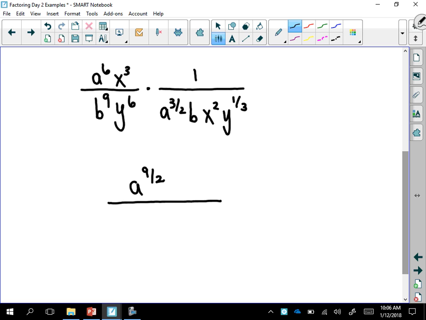And then we have x cubed in the numerator and x squared in the denominator, so you just have an x in the numerator. And then a b to the 9th and a b both in the denominator, so that's b to the 10th in the denominator. And then both of your y's are in the denominator, y to the 6th and y to the 1/3, so we'll add those together and get y to the 19/3.